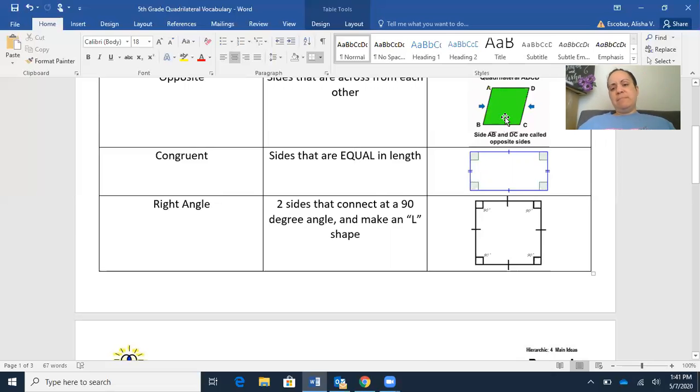Look up here at this shape though. This shape, these angles kind of come in a little bit. It's not an exact L. They're kind of slanted a little bit.